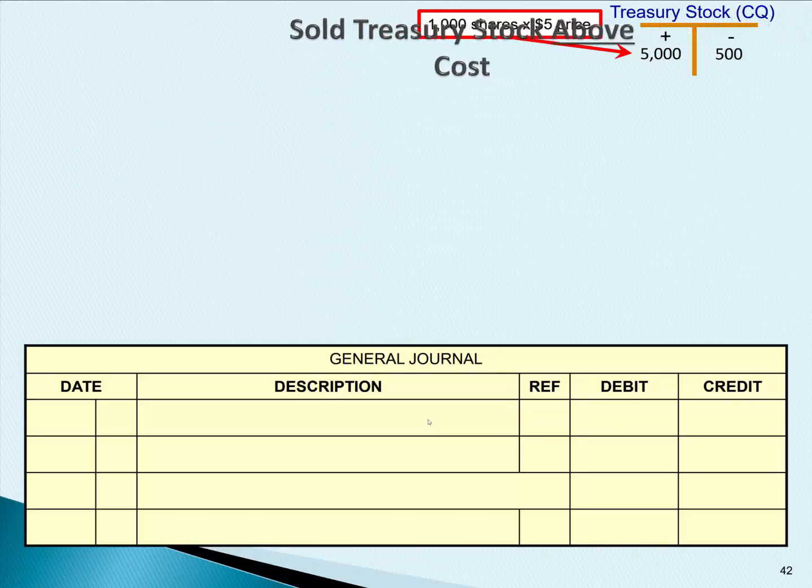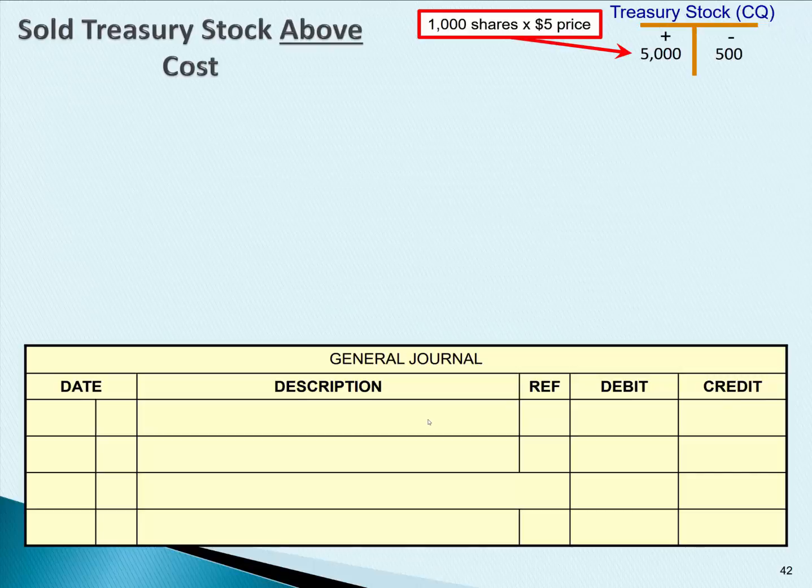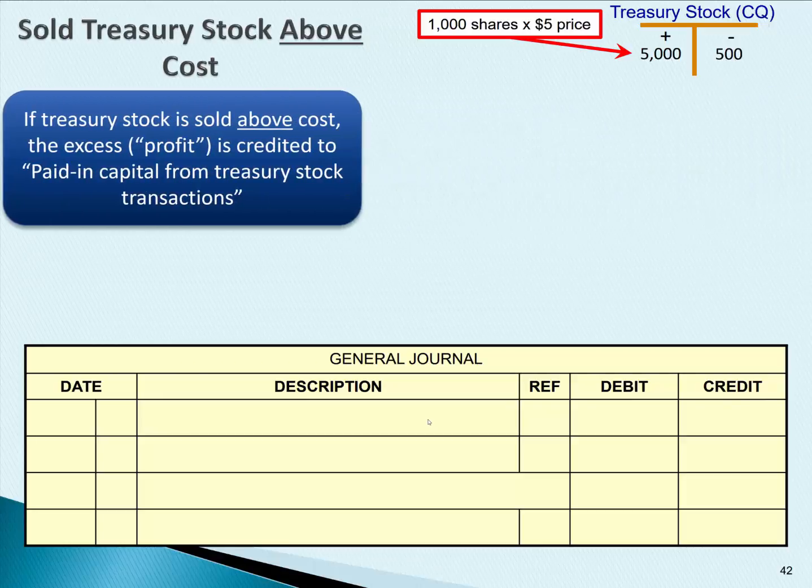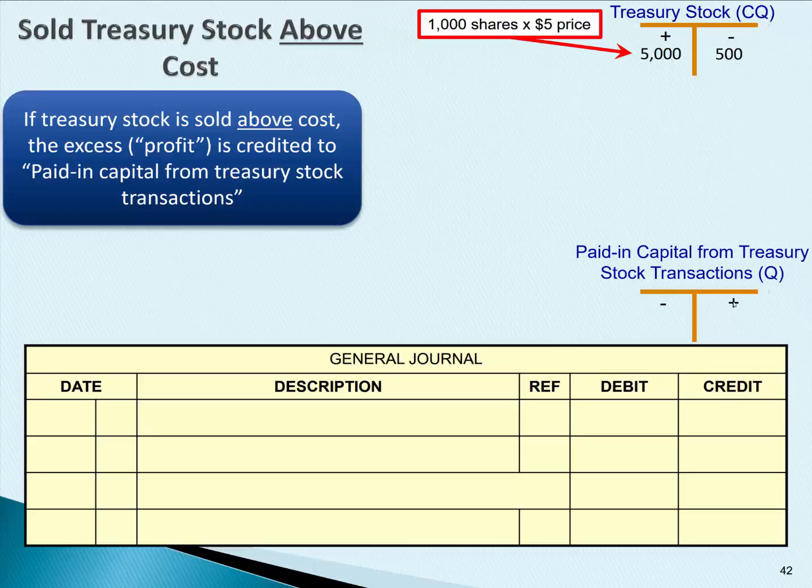Now we're going to sell some more treasury stock. This time it's going to be above what we paid for it. Remember, we paid $5 per share. So what happens is when we sell the treasury stock above cost, the excess is going to be credited to an account called paid-in capital from treasury stock transactions. So now we have this new account. It's an equity account, so its plus sign is on the right side, just like all equity accounts.